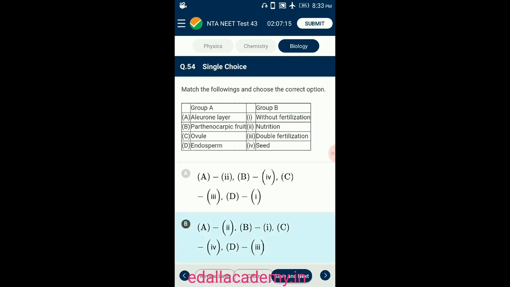Aleurone layer. It provides nutrition. Parthenocarpic fruit. Parthenocarpic fruits are formed without fertilization. Ovule develops into seed. Endosperm is formed due to double fertilization. So the correct option is B.